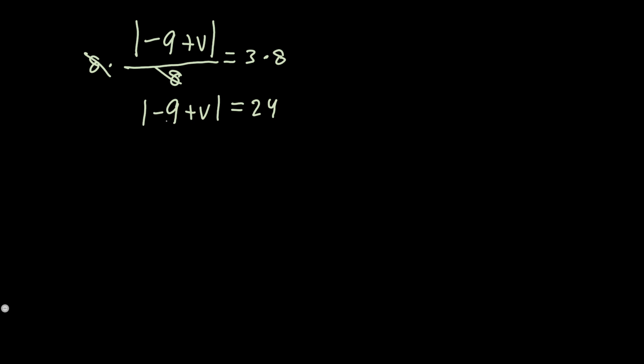Now, we can make our two equations. So we have v minus 9 is equal to positive 24, and v minus 9 is equal to negative 24. Solving for v, we will have v is equal to 9 plus 24, which is 33. And solving the second equation, we end up with 9 minus 24, and that is negative 15.